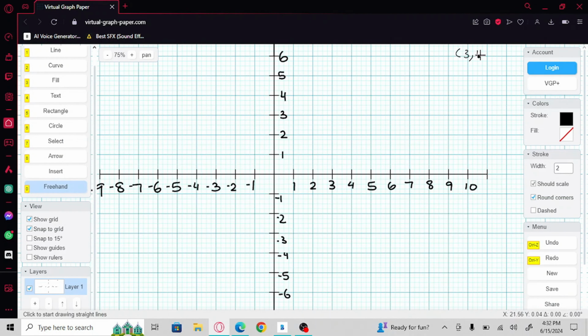3, 1, and 0, 4. Okay. Now just copy these coordinates. When x equals 3, y equals 1. One point is here. And x equals 0, y equals 4. The other point is here.